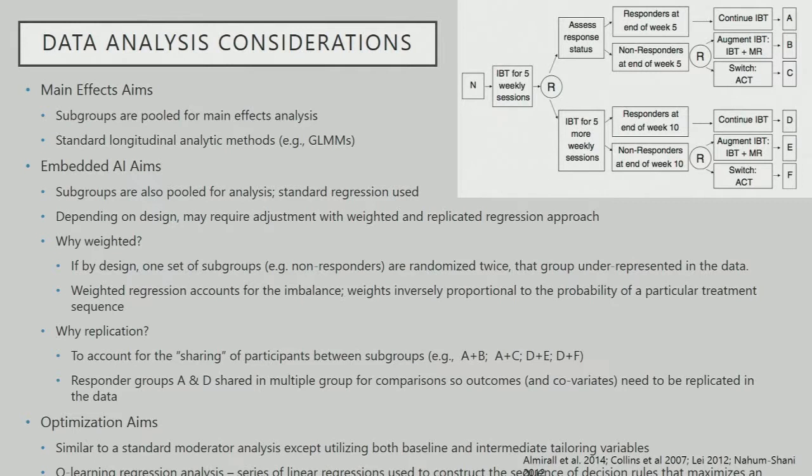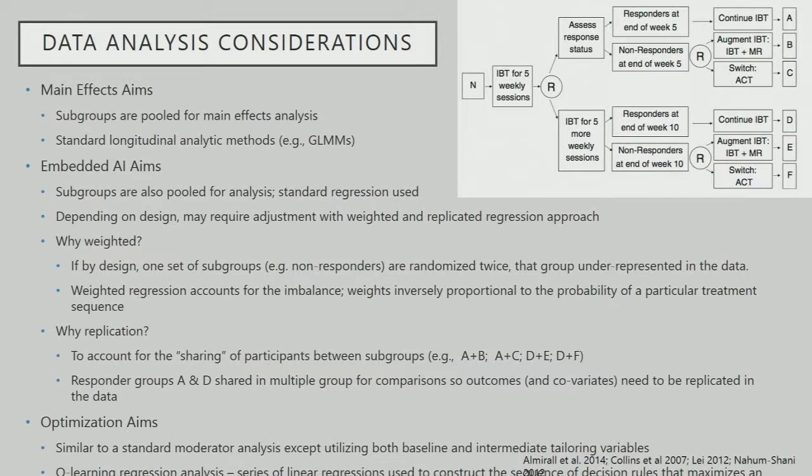For the embedded aims, you have to consider whether or not you need to do a weighted or a replication approach to your regression analysis, because if your design, one of the groups is getting randomized and one group is not, then you're going to have underrepresented groups within the final data that you're looking at. So you have to weight for that in your analysis.